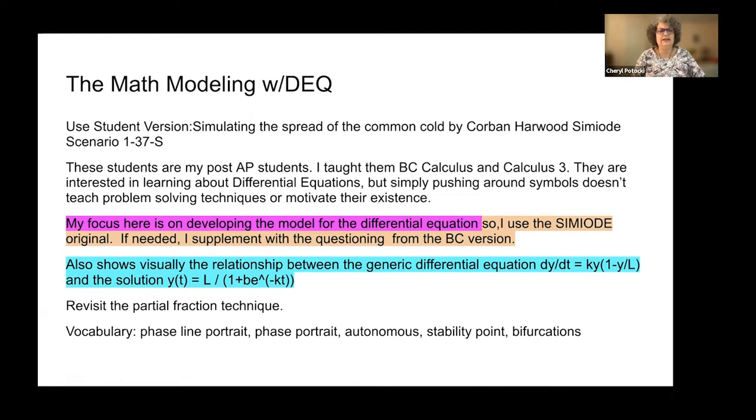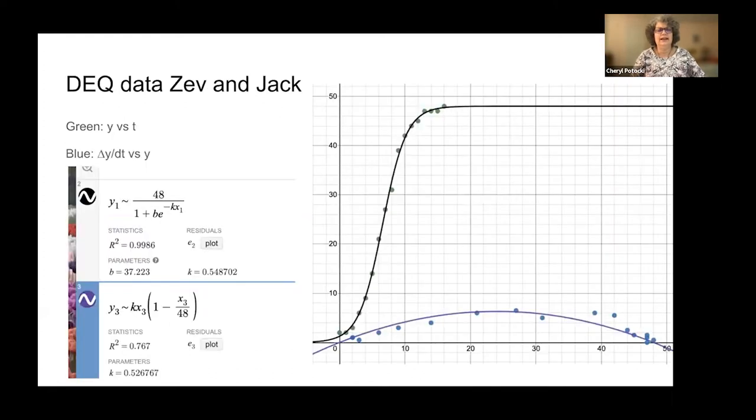Now, the nice thing about this is I had my head together and they collected the data. In fact, I'll pull his up in a moment. Zev and Jack collected this data and I was able to graph. So we have two things here. The green points are Y versus time. And so we have a nice sigmoid.